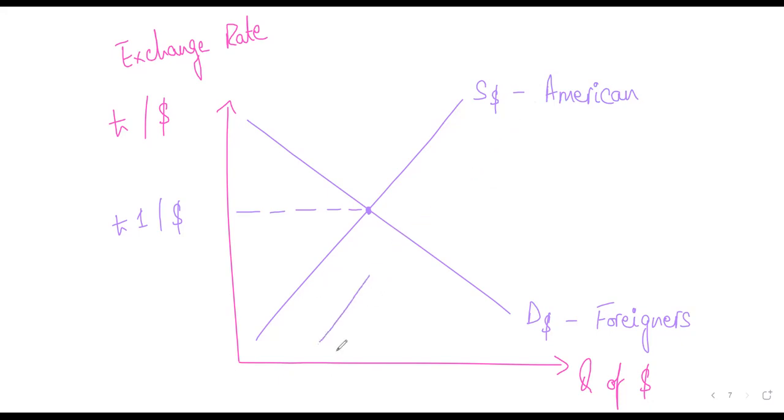So every time an American goes abroad for tourism, let's say to Pakistan or the UK, the supply of dollars will increase. Is it making sense? The supply of dollars will increase.